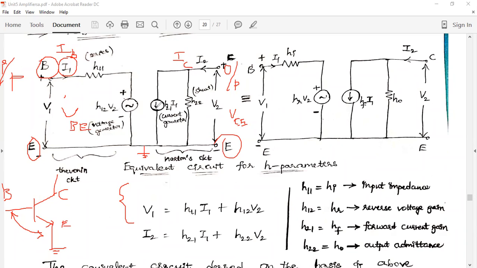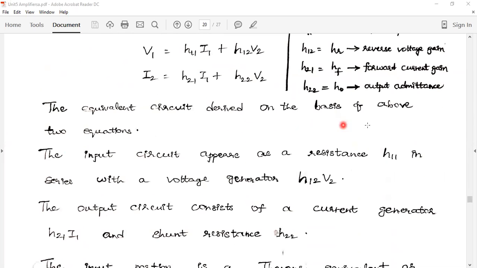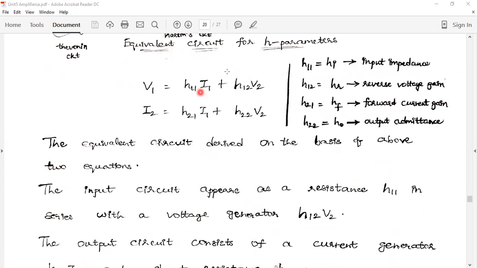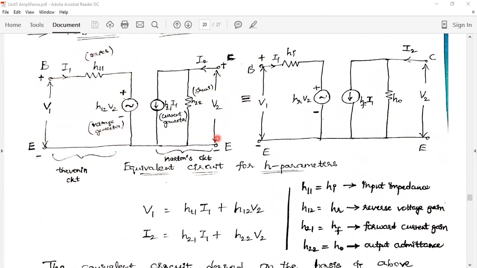Like this, I am going to replace these terms also. In the next diagram, I am going to replace that circuit also. Here is the equivalent circuit derived on the basis of the above two equations. Depending upon these two equations, I have given the structure like this.